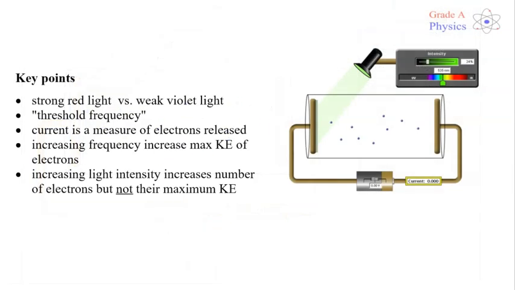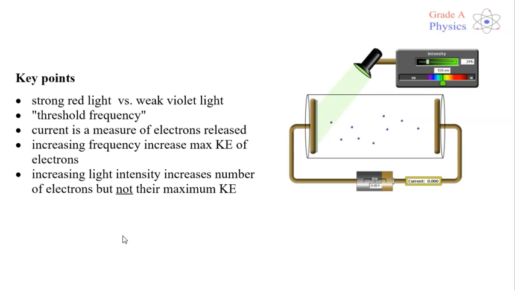To recap the key points that we've just seen, strong red light is less effective than weak violet light. Something called the threshold frequency is the minimum frequency for this to happen. The current shown on the photocell circuit is a measure of the electrons released. Increasing the frequency increases the maximum kinetic energy of the electrons. Increasing the light intensity increases the number of electrons, but not the maximum kinetic energy.